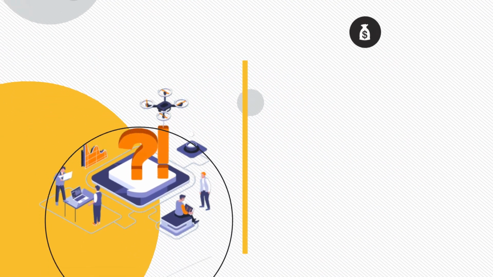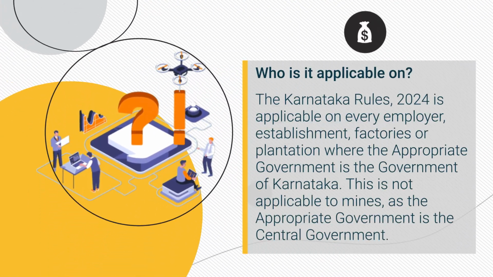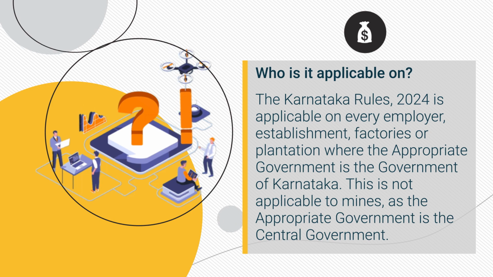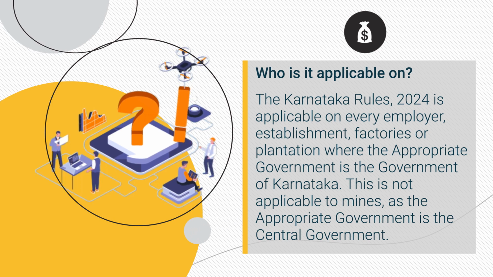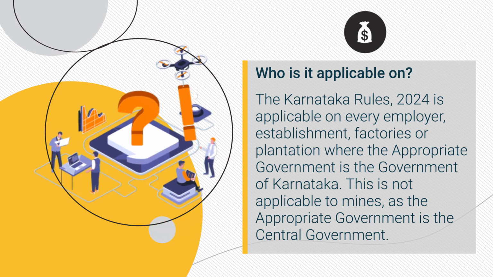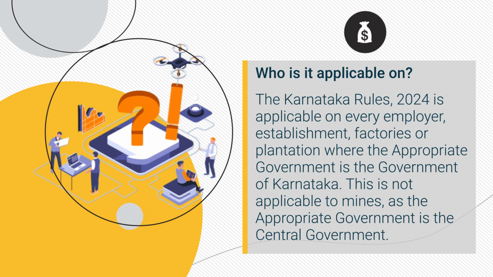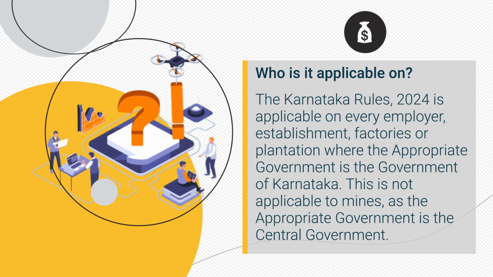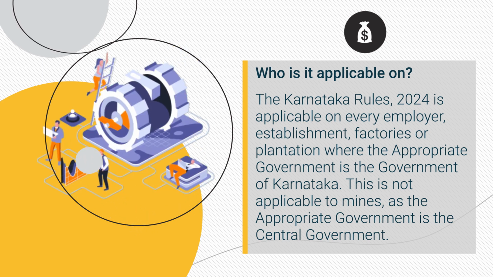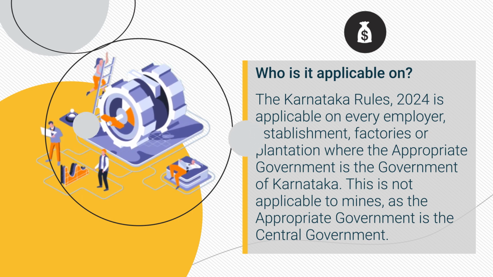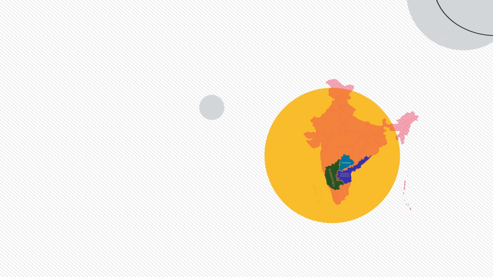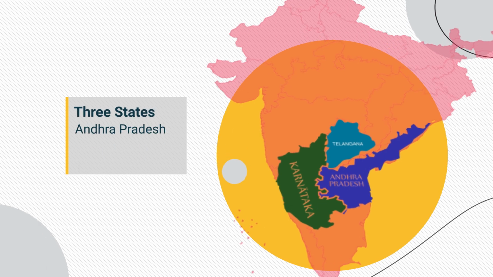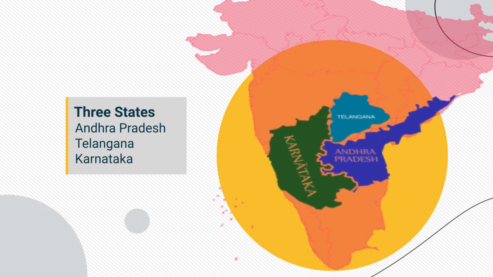Now, the next question is, who is it applicable on? The Karnataka Rules 2024 is applicable on every employer, establishment, factories or plantation where the appropriate government is the government of Karnataka. This is not applicable to mines, as the appropriate government is the central government. Till date, only 3 states have implemented this provision, that is Andhra Pradesh, Telangana, and Karnataka.